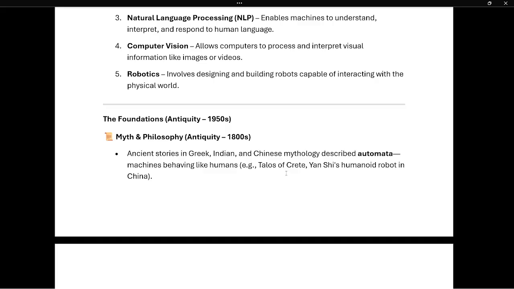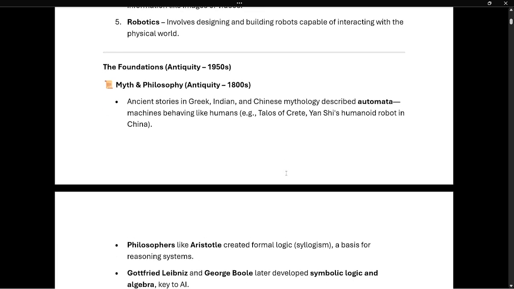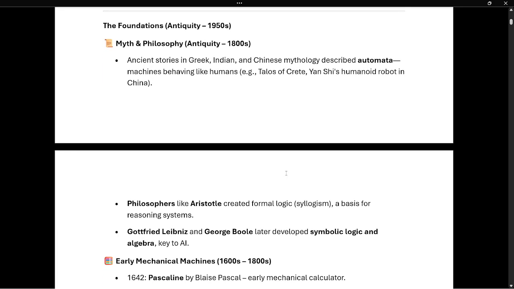Now a concept called automata comes into the picture: machines behaving like humans. At that time we had movies and also philosophy and myth where they described things like automata. Later, philosophers like Aristotle created formal logic, called syllogism, a basis for reasoning systems.